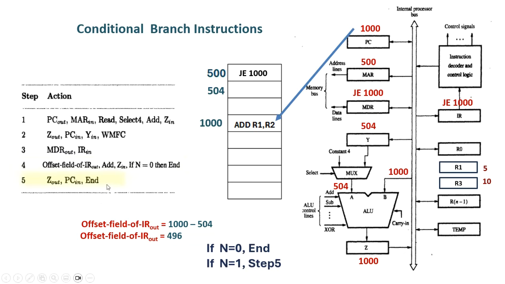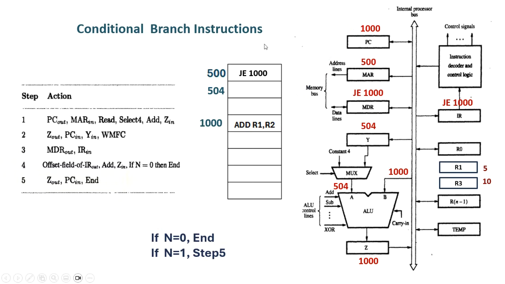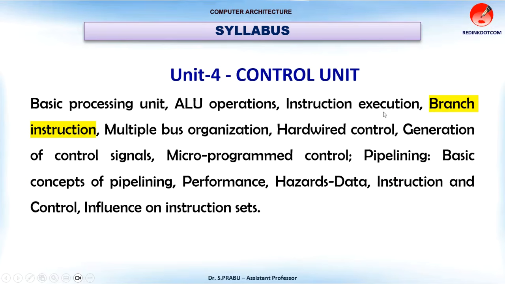Then the execution is completed. Now the program counter points to the next instruction going to execute. So in this way, the branching instructions can be executed by means of this collection of control signals. So up to this, we see how the control signals are generated for normal instructions as well as branching instructions.